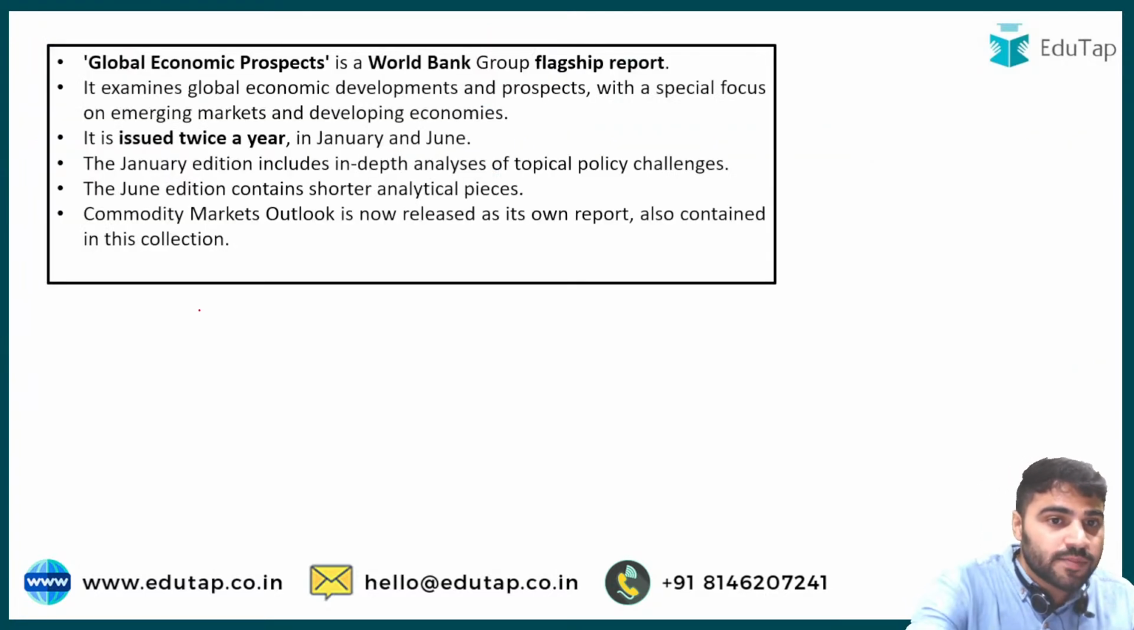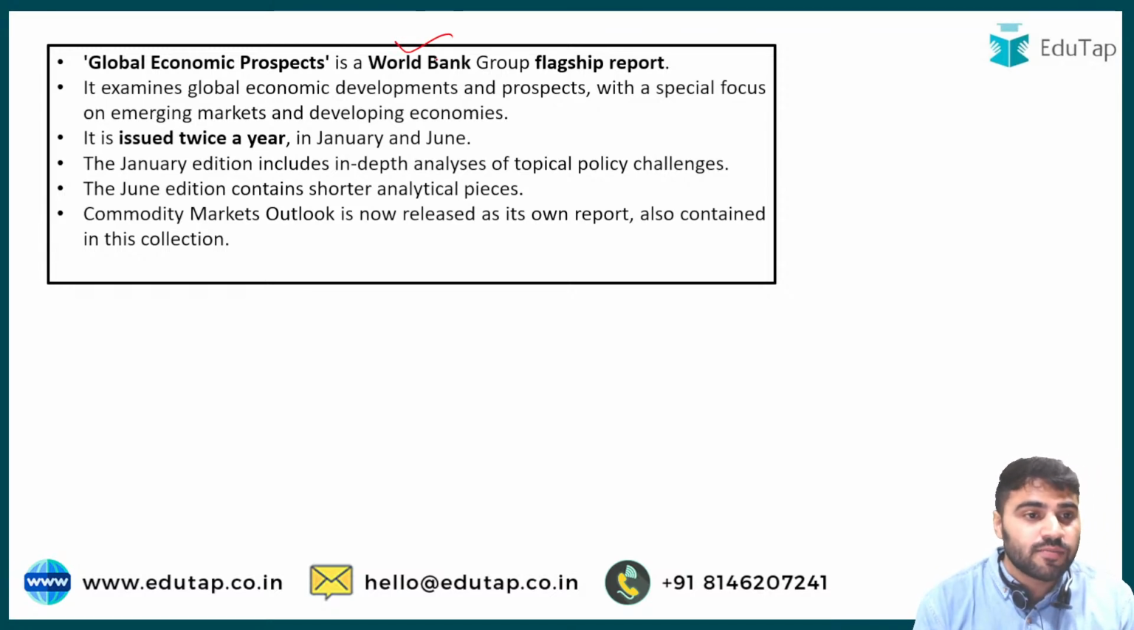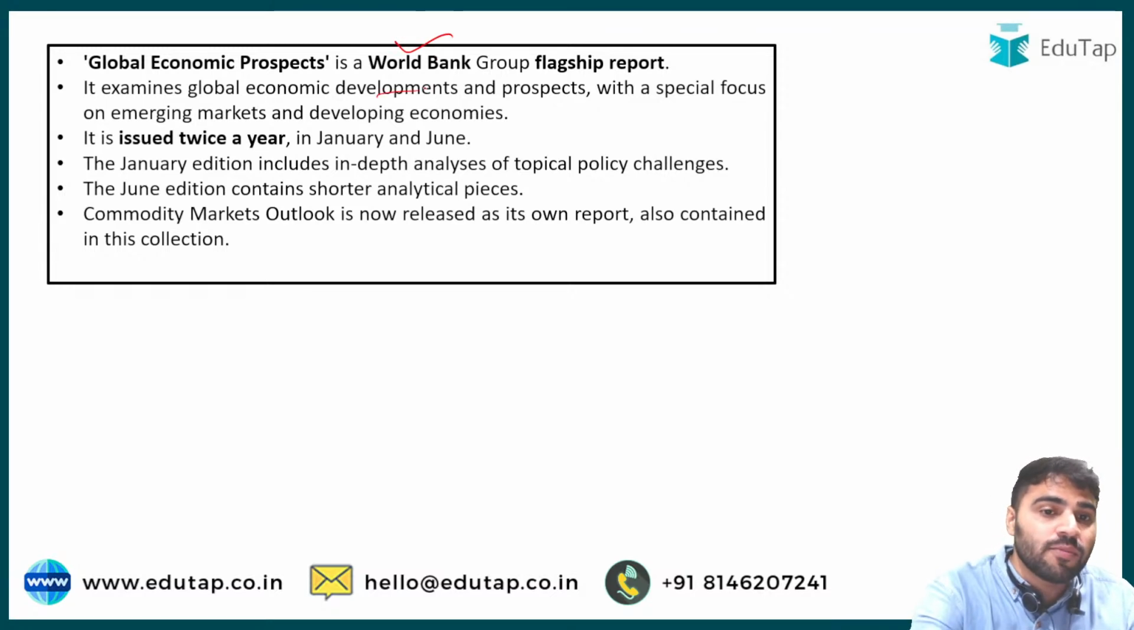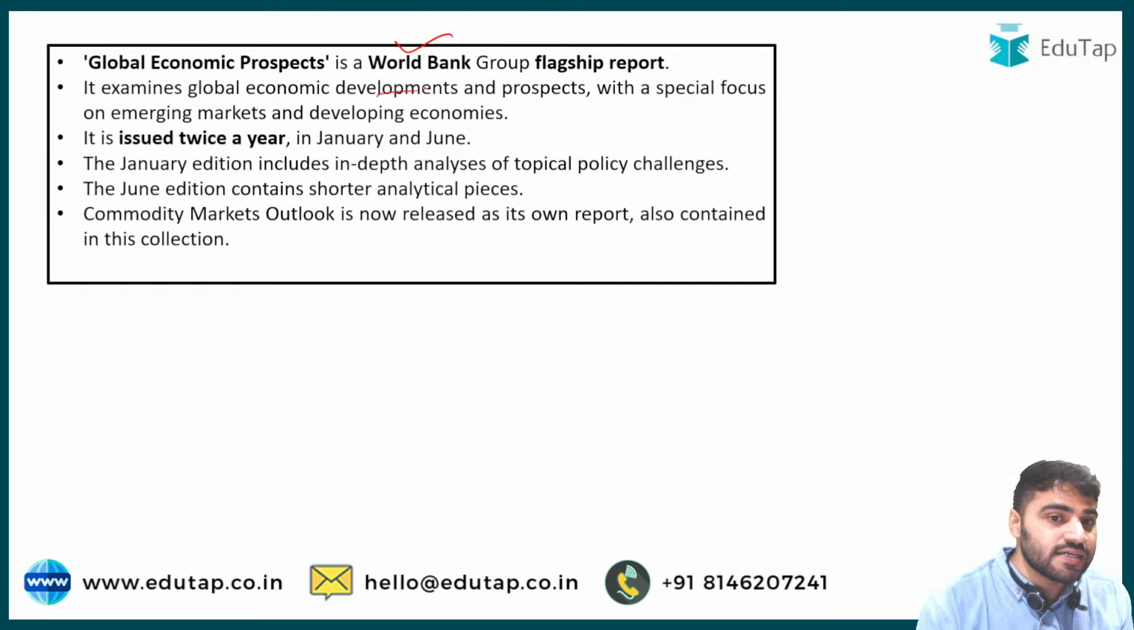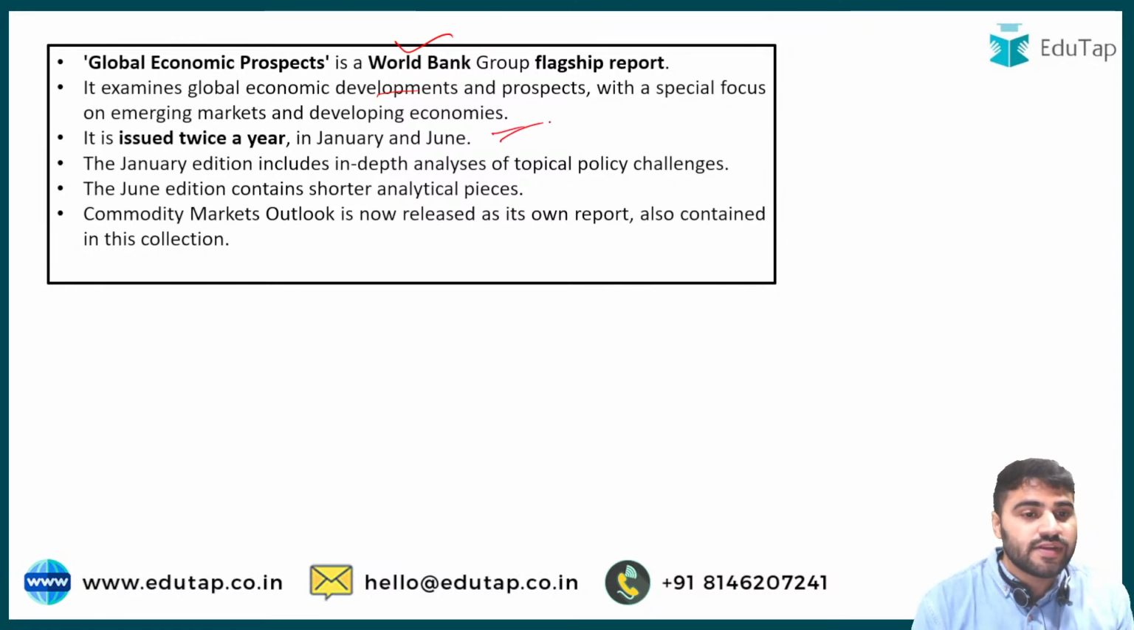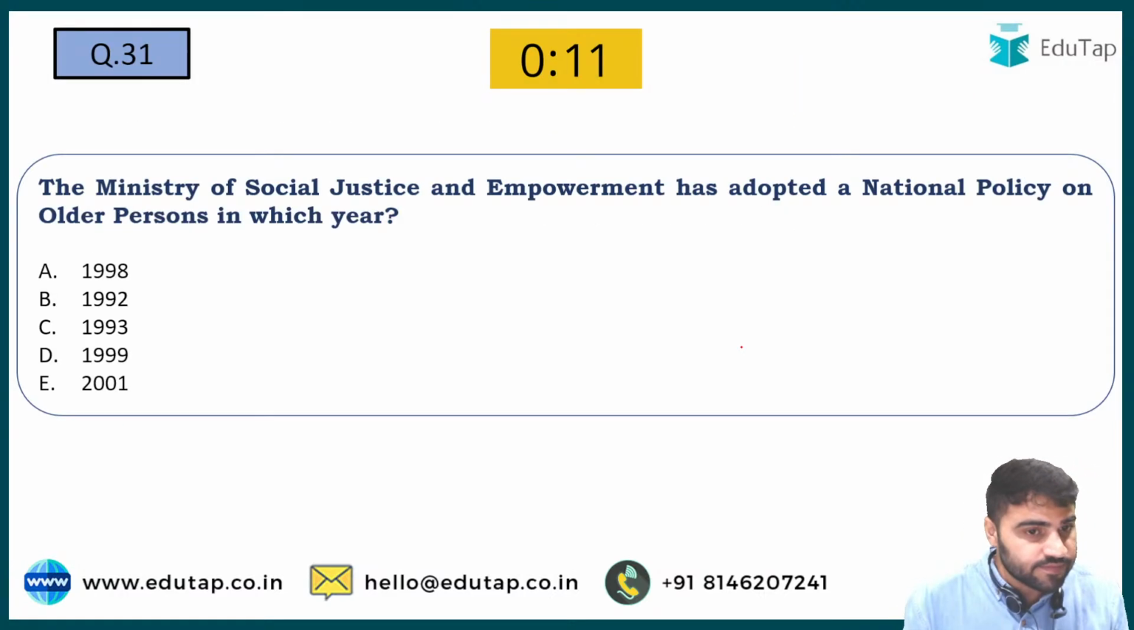So Global Economic Prospects is a World Bank Group flagship report, right? It examines global economic development and prospects with a special focus on emerging markets and developing economies. It is issued twice a year, in January and June. The January edition includes in-depth analysis of topical policy changes. The June edition contains shorter analytical pieces. So you have to remember that this report is released by the World Bank.